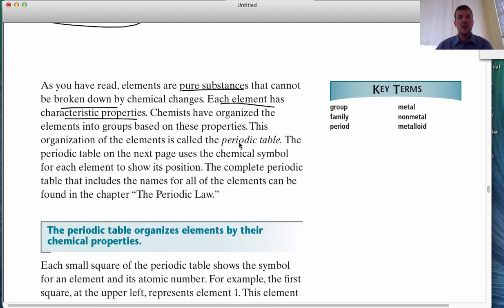Okay? On the periodic table, chemists have organized these elements in a specific way. And this was developed and discovered over the course of many years, and they began to see patterns as they began to organize and arrange the elements in different ways.